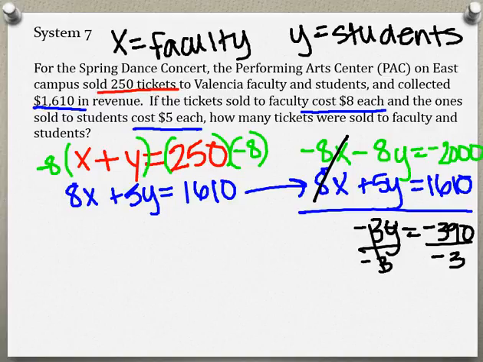So y equals 130. So this means they sold 130 student tickets.